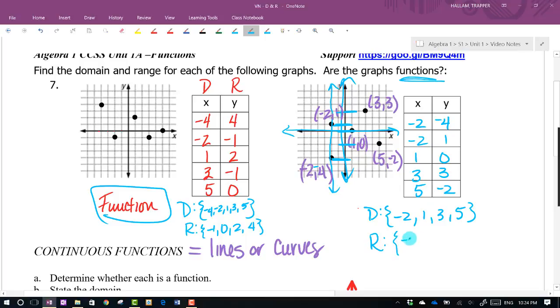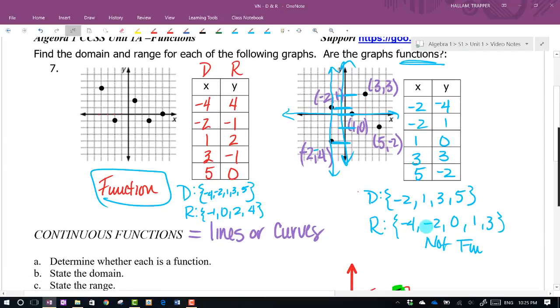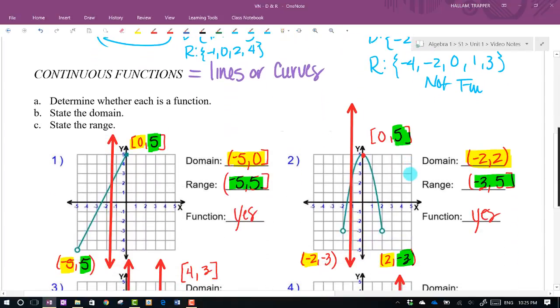The smallest value is -4, then there's a -2, then there's a 0, a 1, and a 3. But this one is not a function, as we saw here, because these points stack in a vertical line. So that's what we're looking for there. All right, so let's move on to the last set of examples, which is the continuous function.